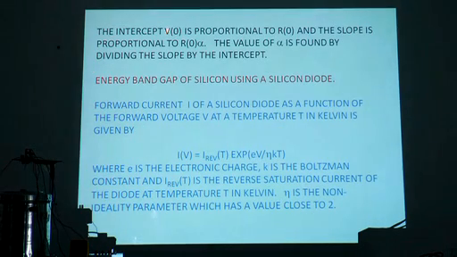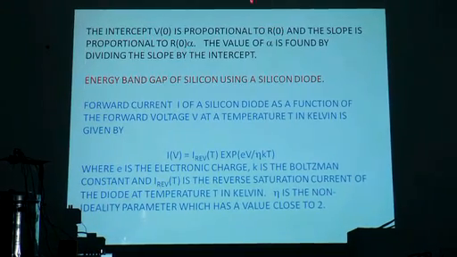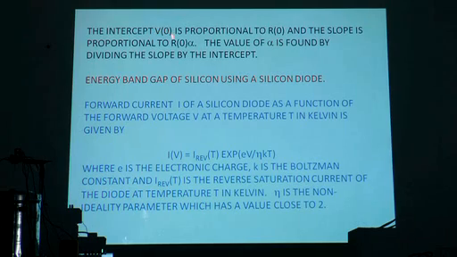The intercept V0 is proportional to R at 0 degree centigrade and the slope is proportional to R0 into alpha. So, the temperature coefficient of resistance alpha is found by dividing the slope by the intercept. This is the principle of the experiment.